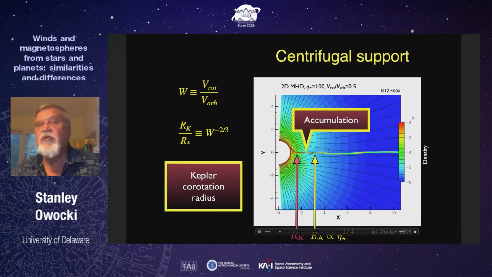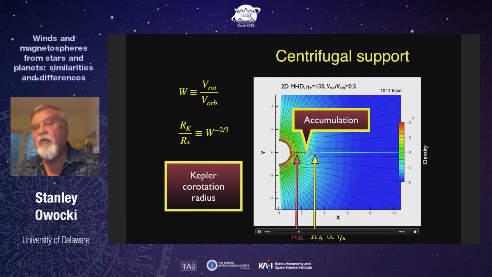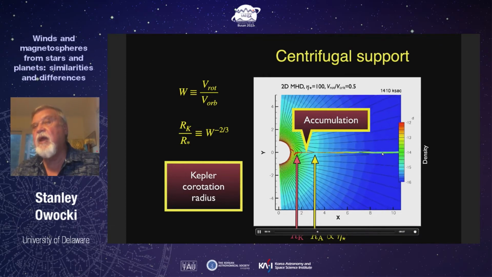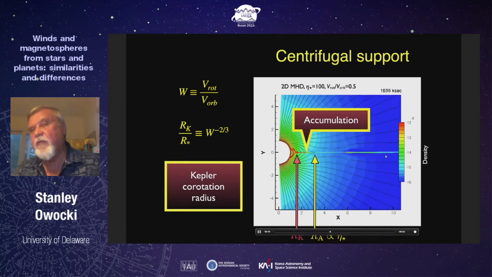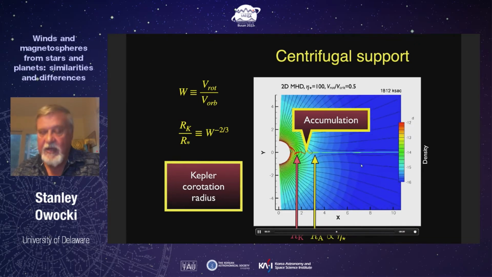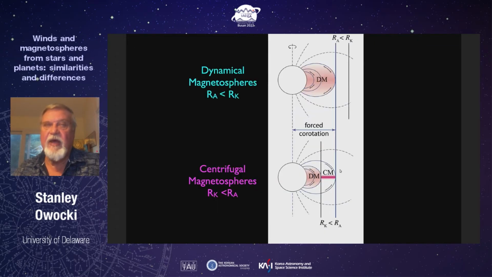And so what you do instead is accumulate material in this region between the Kepler radius and the Alfvén radius until the material builds up to the point where it overwhelms the magnetic tension that's holding it down, and you get these outbursts, which we call centrifugal breakout events. Now that occurs in ideal MHD, but we have to ask ourselves whether that's appropriate to real plasmas. Okay, so the key thing is that there's two kinds of magnetospheres, the dynamical magnetospheres from slow rotating stars and centrifugal magnetospheres.